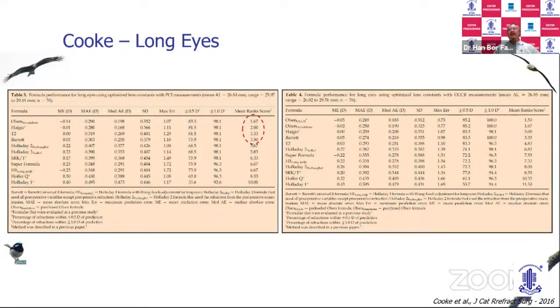We look at the Cooke data set. The Cooke data set shows that Olsen, Haigis, and T2 are better performing ones for IOLMaster, and for Lenstar, Olsen and Haigis are the better performing formulae here.